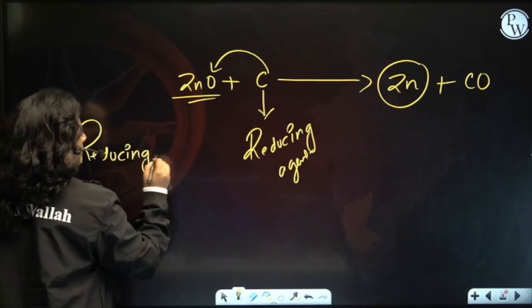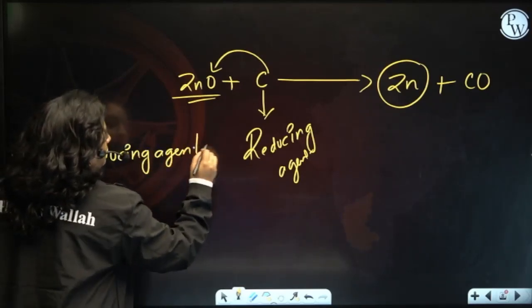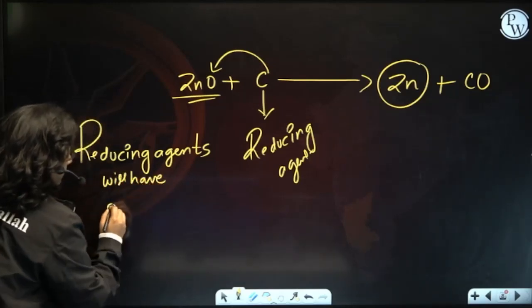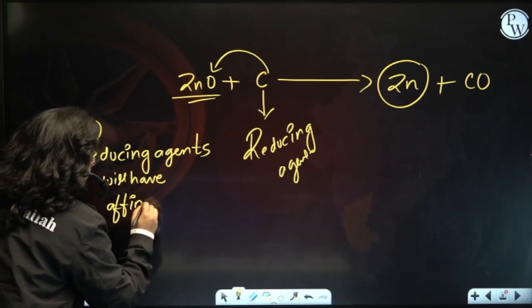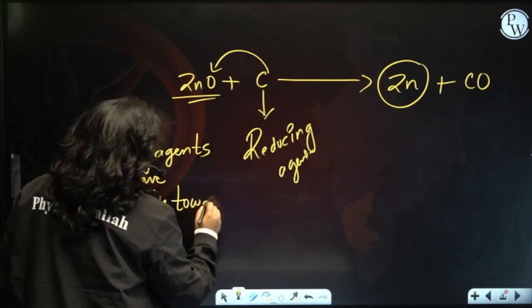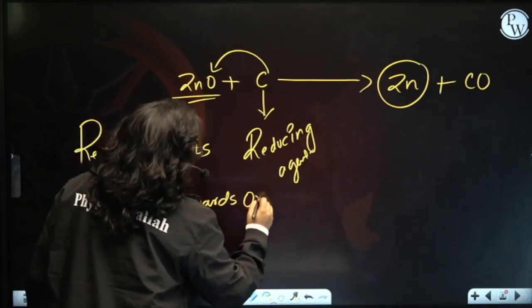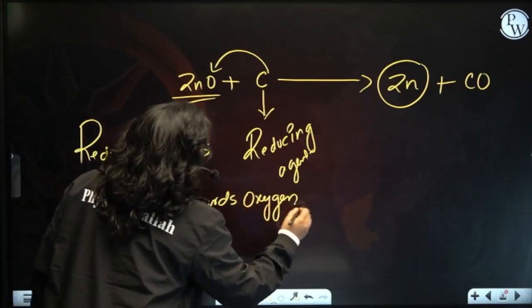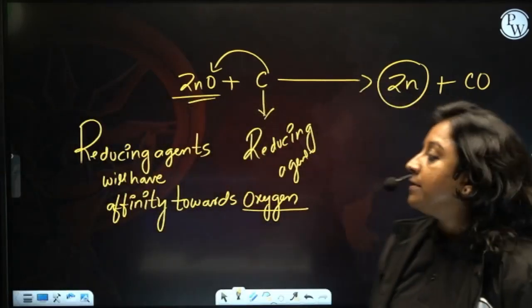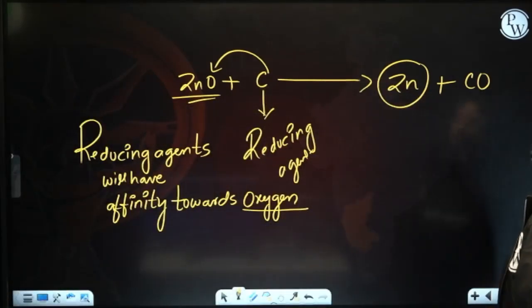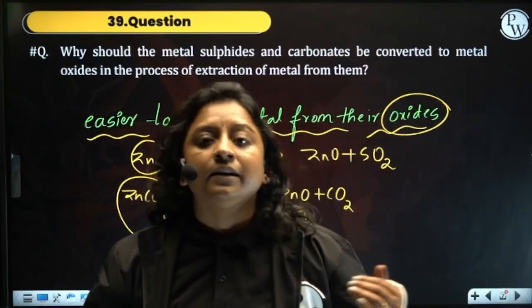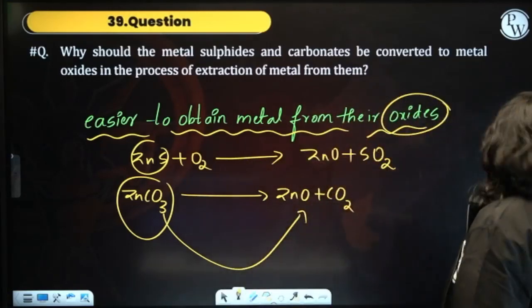Reducing agents will have affinity towards oxygen. Meaning, we do consider the oxide form while reduction. That is why we have to convert all the sulfide and carbonate ores into oxide form.